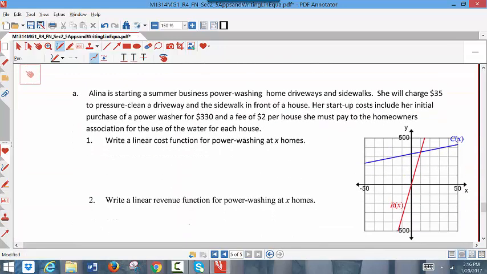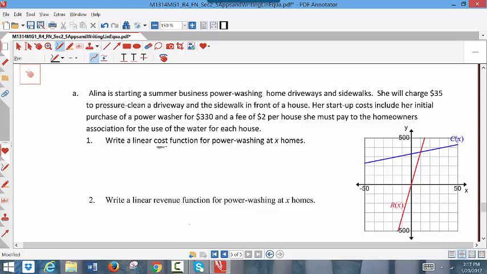Alina is starting a summer business power washing home driveways and sidewalks. She will charge $35 to pressure clean a driveway and the sidewalk in front of the house. Her startup costs include her initial purchase of the power washer for $330, and then she'll have a fee of $2 per house she must pay to the homeowners for the use of the water for each house. Okay. Write the linear cost function.